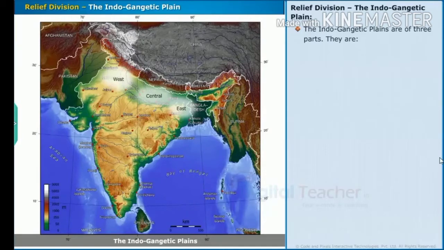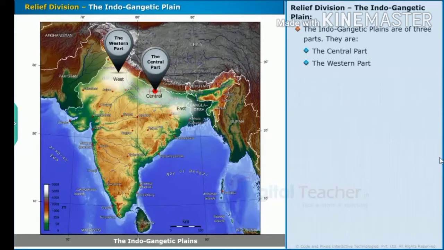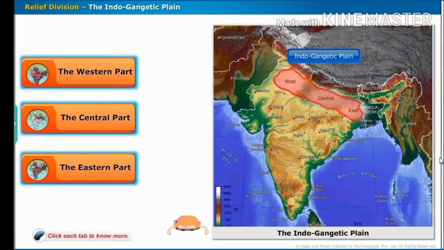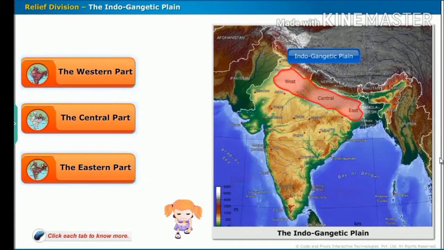The plains are of three parts. They are the western part, the central part, and the eastern part. Let us learn more about each of these parts. Click each tab to know more.